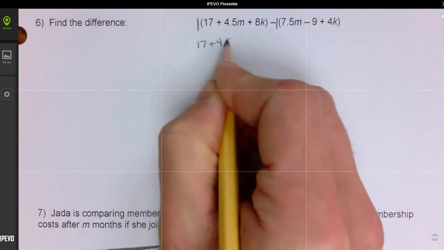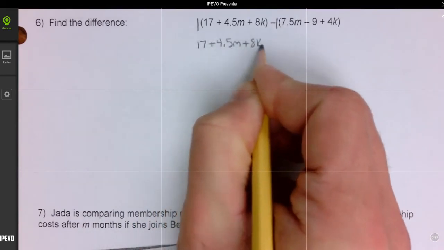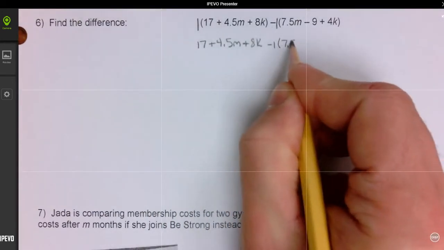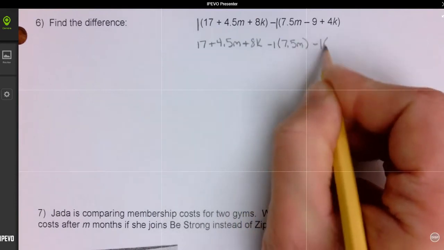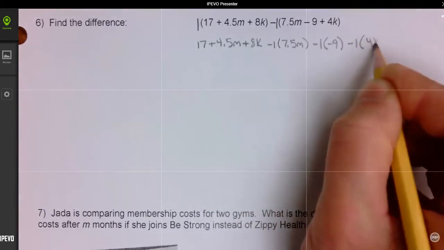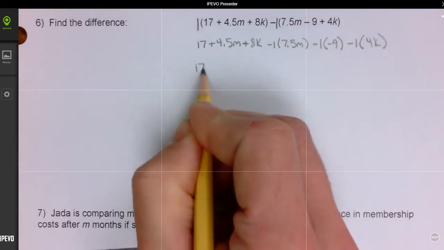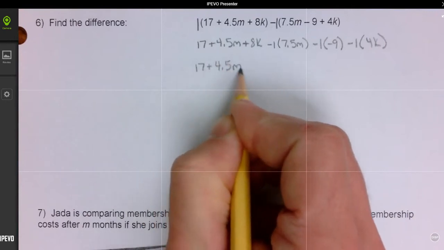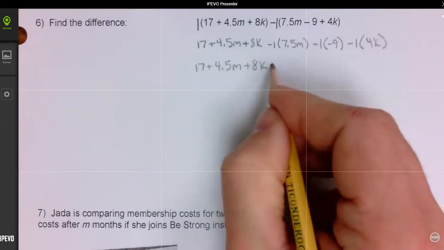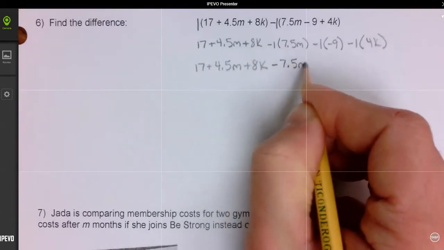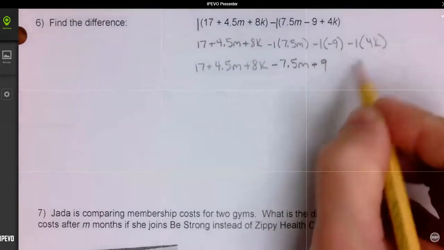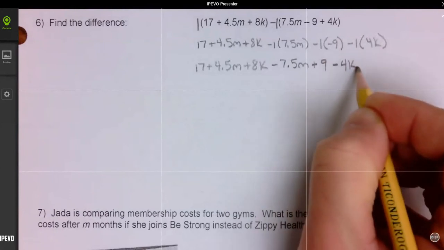17 plus 4.5m plus 8k. Now distribute negative 1: negative 1 times 7.5m, minus 1 times negative 9, minus 1 times 4k. And again, this is 17 plus 4.5m plus 8k. Negative 1 times 7.5m is negative 7.5m. Negative 1 times negative 9 is positive 9. Negative 1 times 4k is negative 4k.